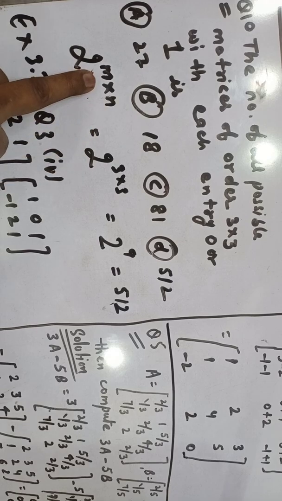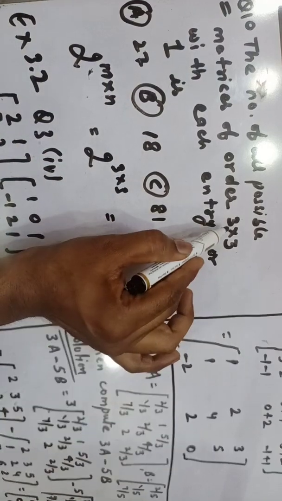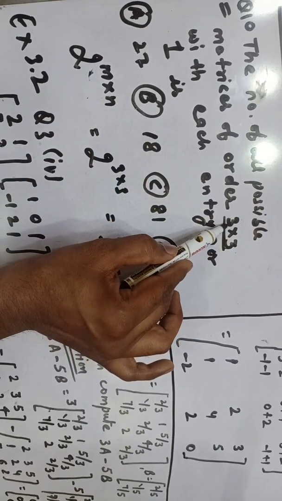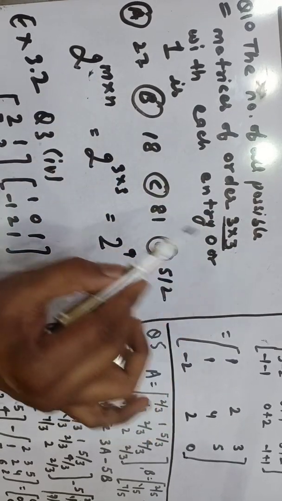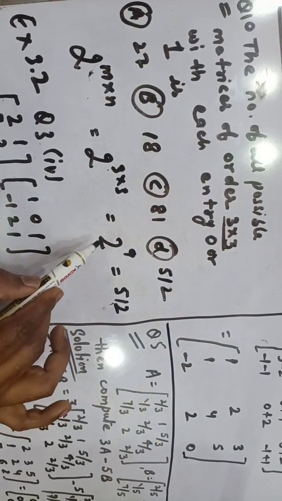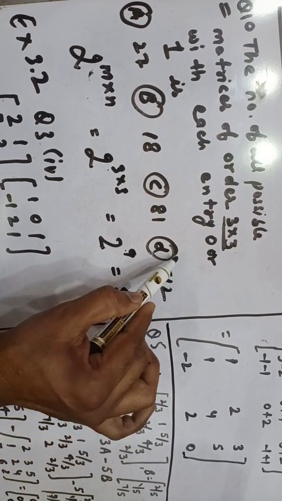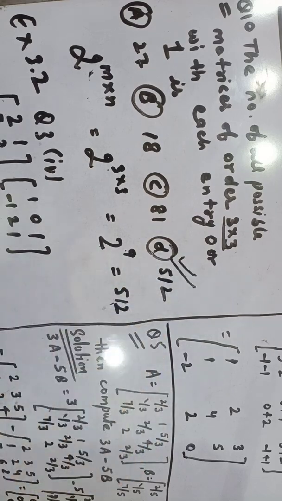So 2 raised to power m into n, where m by n is the order given to us. Here your m is the number of rows, which is 3, and n is the number of columns, also 3. So 3 into 3, that is 2 raised to power 9, and that is equal to 512. So option D is correct.